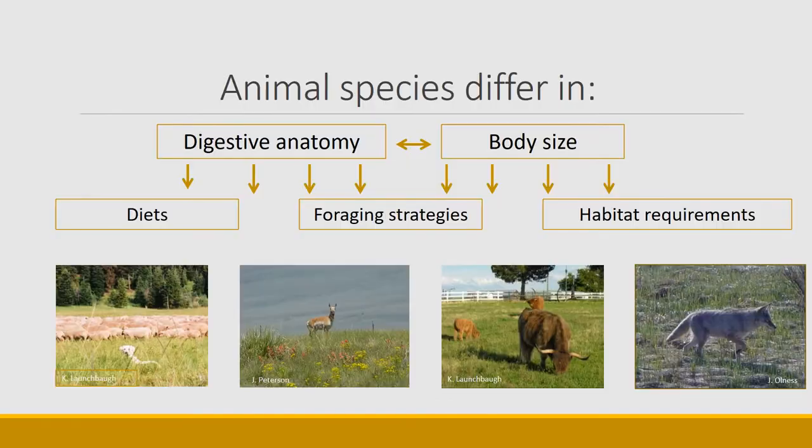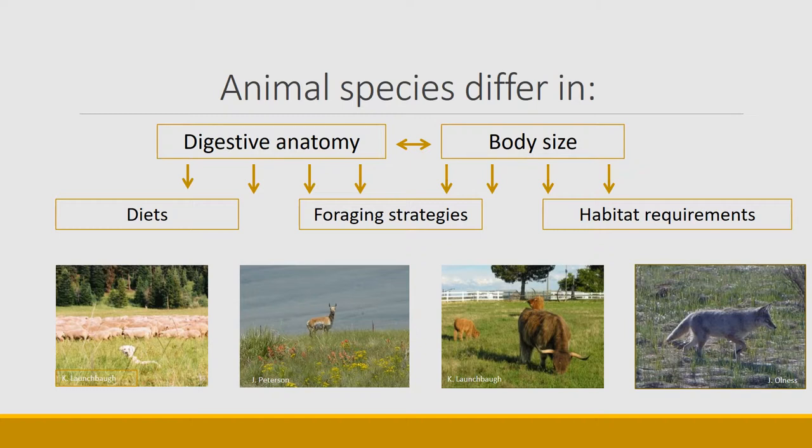Okay, sure. Let's just start where we started on the last lecture. We really focus on digestive anatomy and body size and how that might influence what an animal can eat. So this time we'll look a little bit more at how those things and some subtleties in the digestive anatomy can influence the diet that a herbivore eats and its foraging strategy, which then would affect their habitat requirements and what they can use.